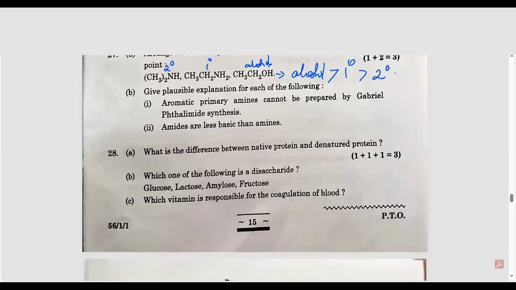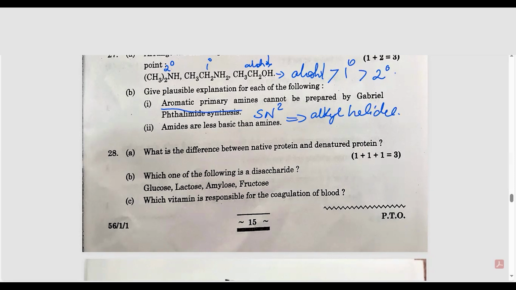Now, aromatic primary amines cannot be prepared by Gabriel phthalimide synthesis. Gabriel phthalimide synthesis is a primary amine synthesis reaction. Aromatic primary amines we cannot prepare because the Gabriel phthalimide synthesis is an SN2 reaction, a nucleophilic substitution of alkyl halides. For aromatic primary amines, we would have to take aryl halides.